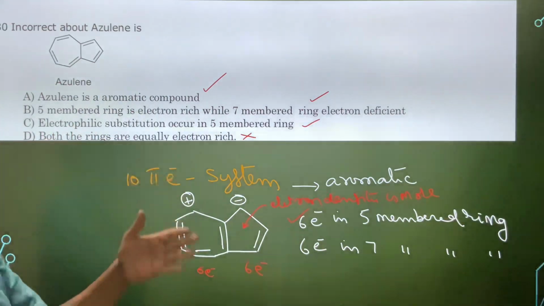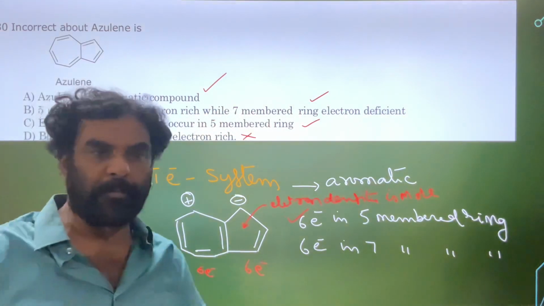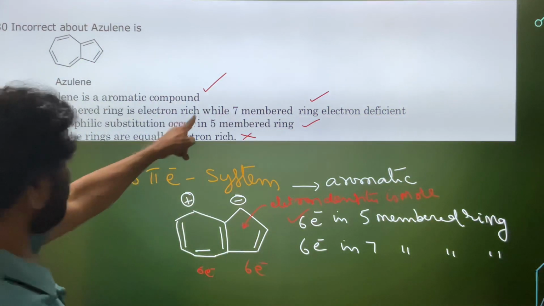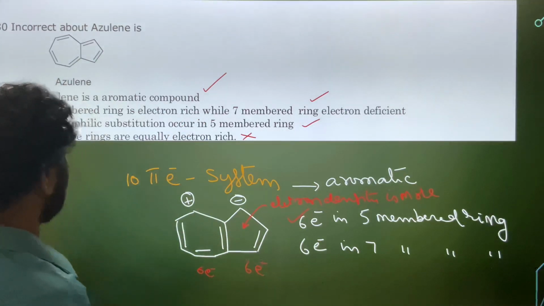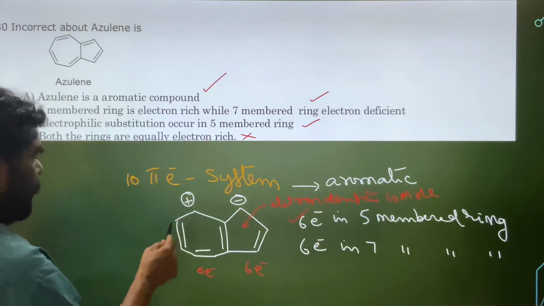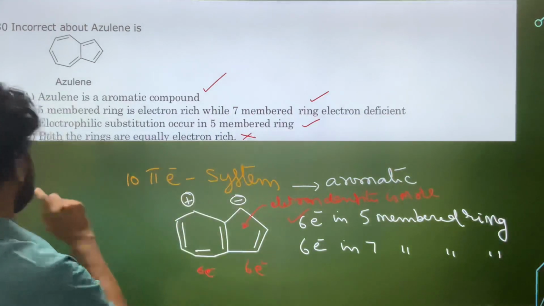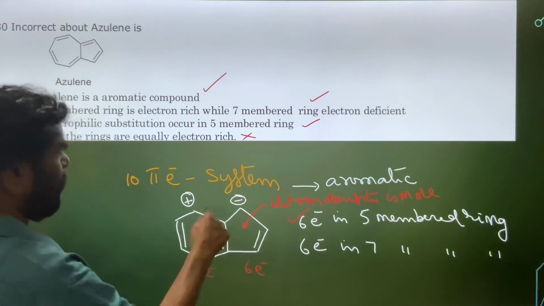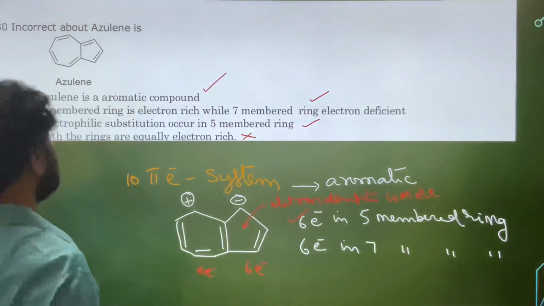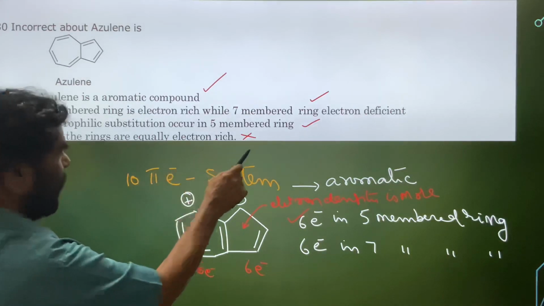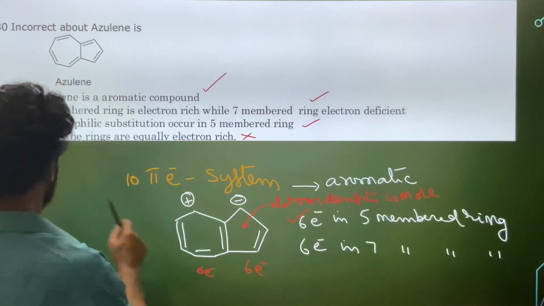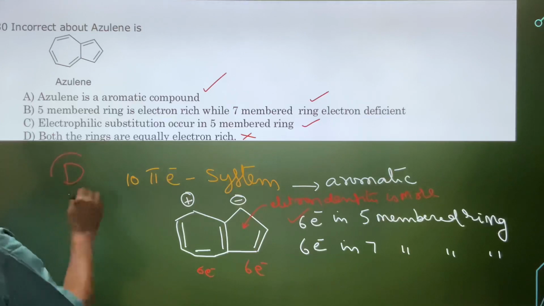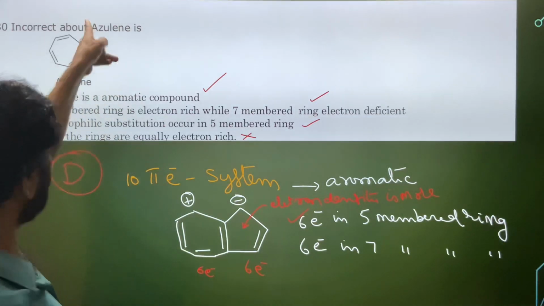The rate of electrophilic substitution is directly proportional to the electron density. Therefore, the second one is also correct. The 7-member ring is electron deficient and this is electron rich. So electrophilic substitution occurs at the 5-member ring, where the electron density is more. The statement that both the rings are equally electron rich is not correct. That is, D is wrong. The incorrect statement is D, so D is the right answer for the given question.